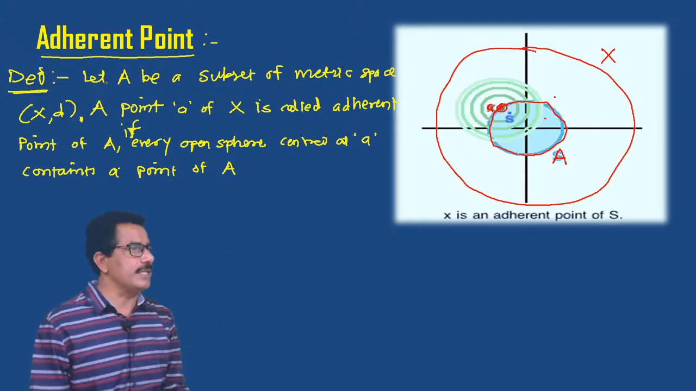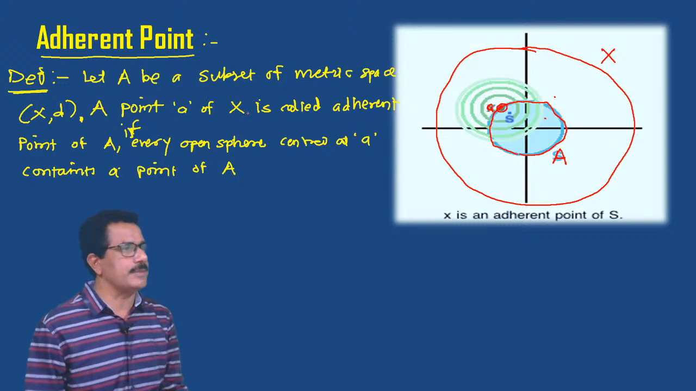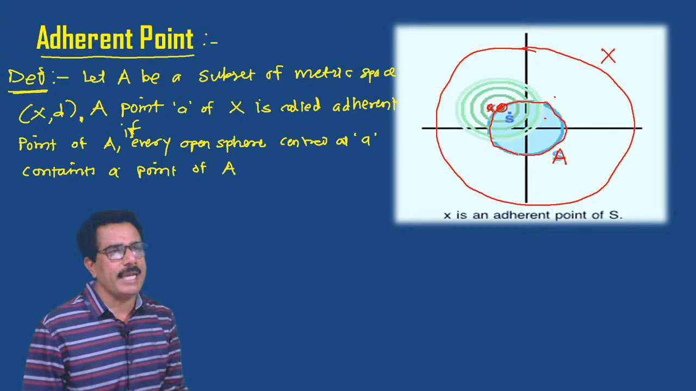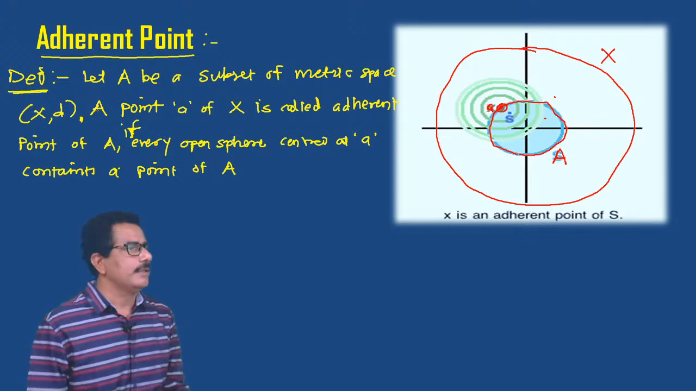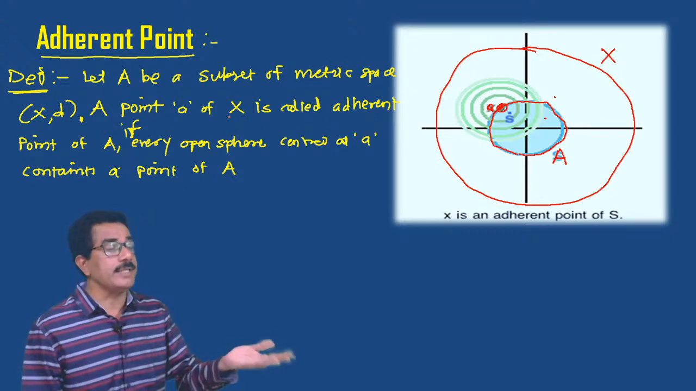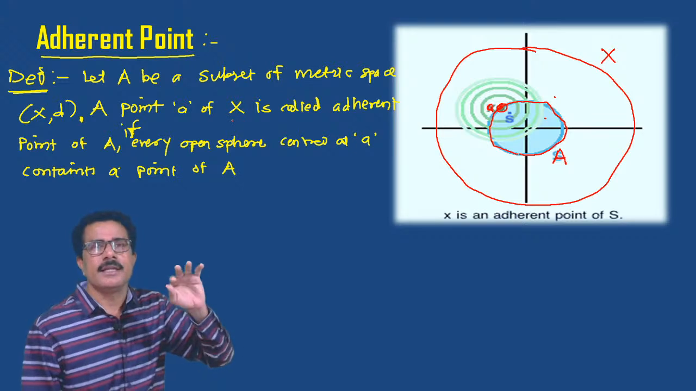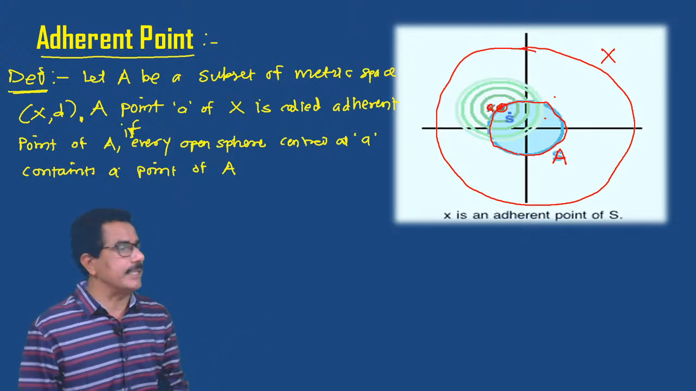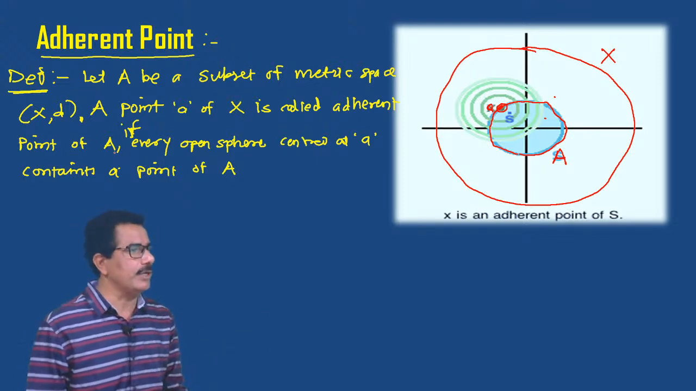What is the definition here? Let capital A be a subset of a metric space (X, d). A point small a, which may be in A or outside of A, is called an adherent point of A. Now see when small a is called an adherent point of capital A.